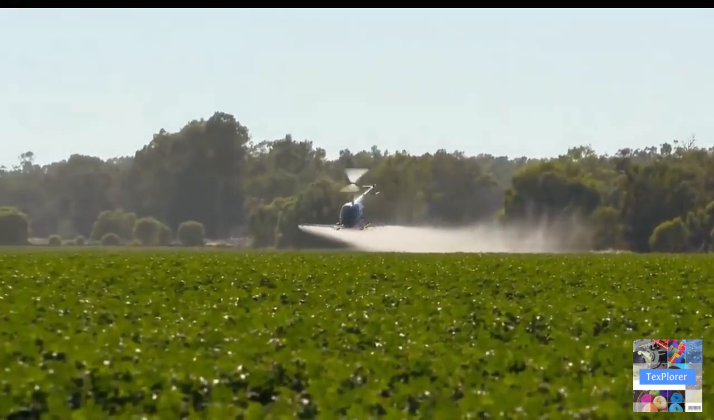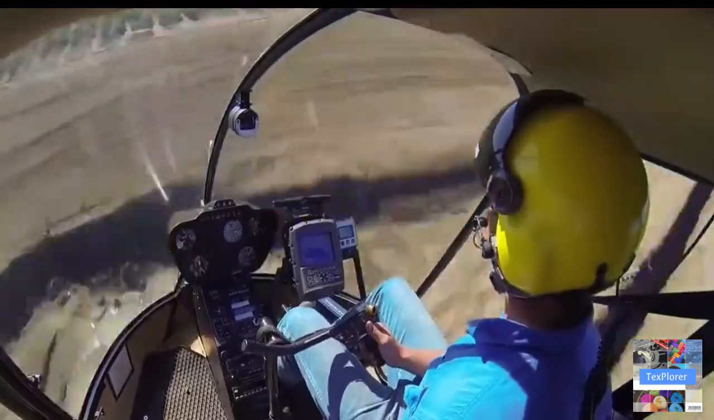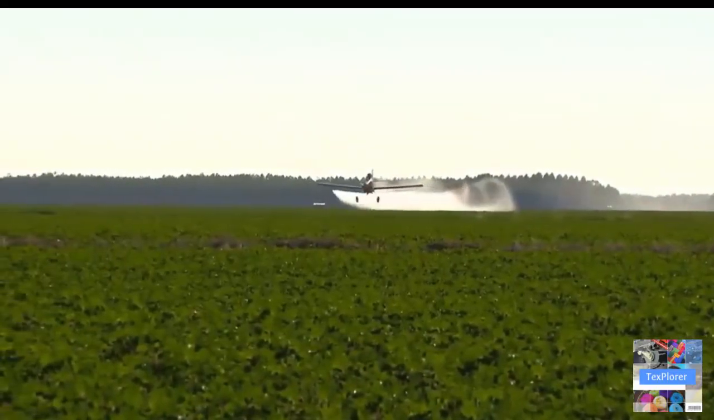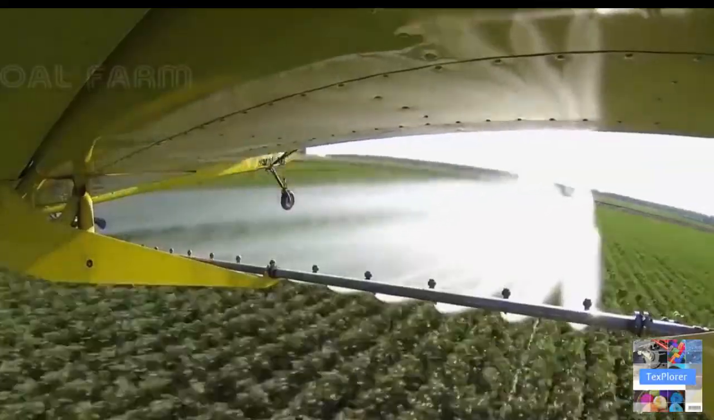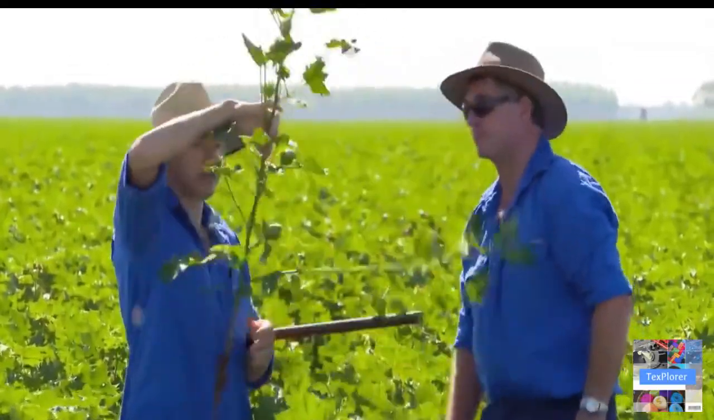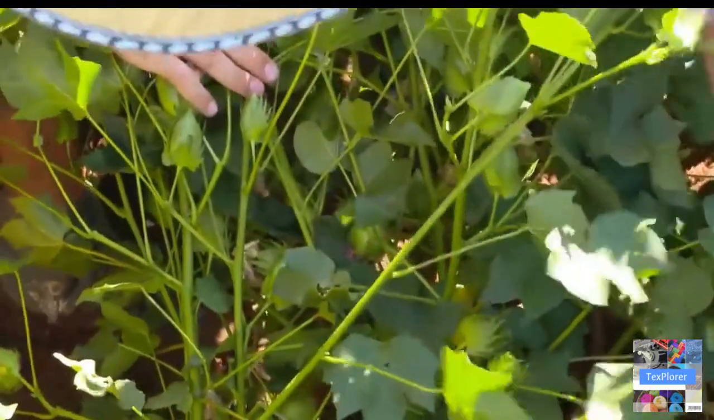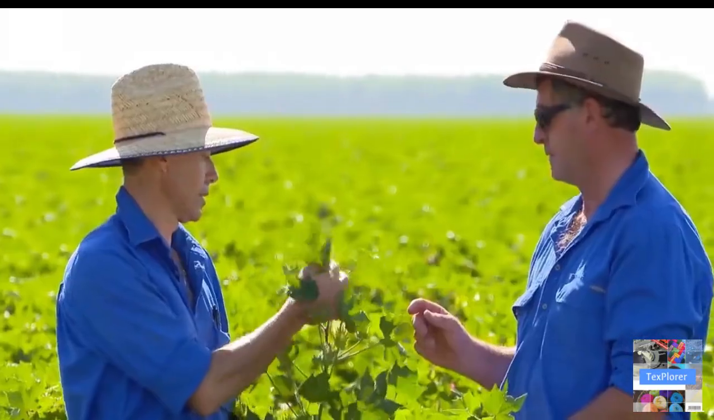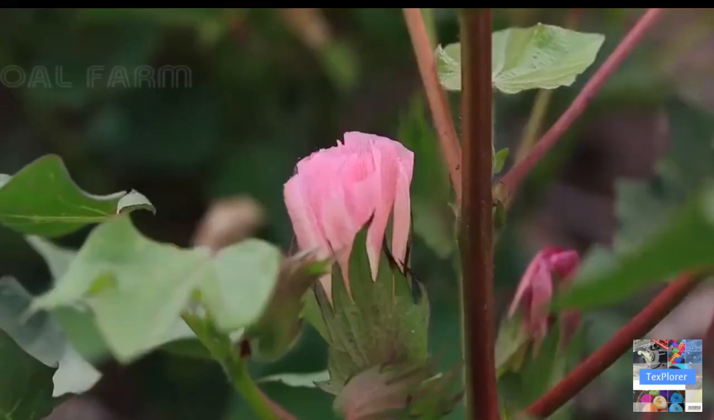Harvesting methods. There are two main methods of cotton harvesting: hand picking and machine harvesting. Hand picking. In hand picking, the cotton is picked by hand using small handheld tools such as scissors or knives. Hand picking is a labor-intensive process, but it is still widely used in developing countries where labor is relatively cheap.